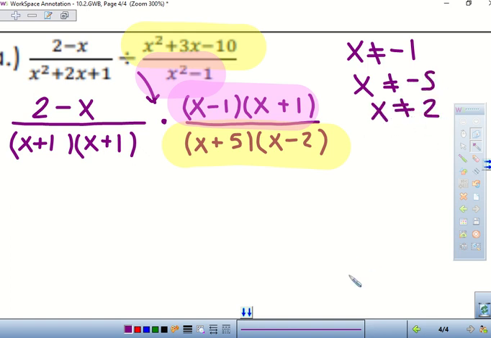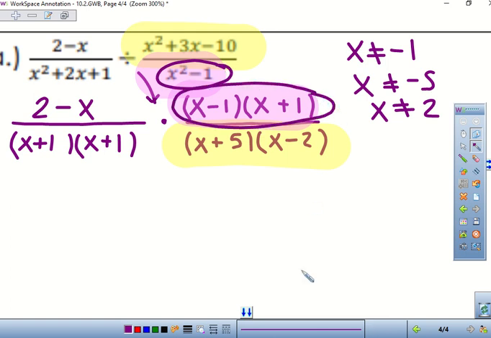But we have one problem with division. Here's the issue. This originally wasn't in the denominator, but this right here was. So I also have to take this into account as well as restrictions. So what else can't x be now? Positive 1. Because it was originally in the denominator. Does everybody see that?